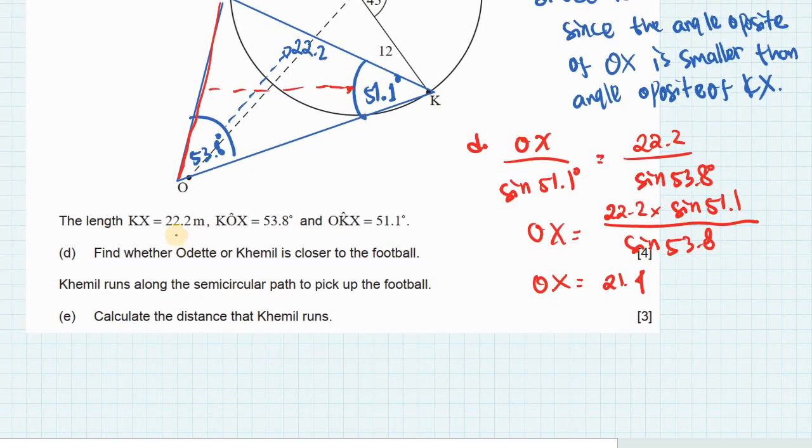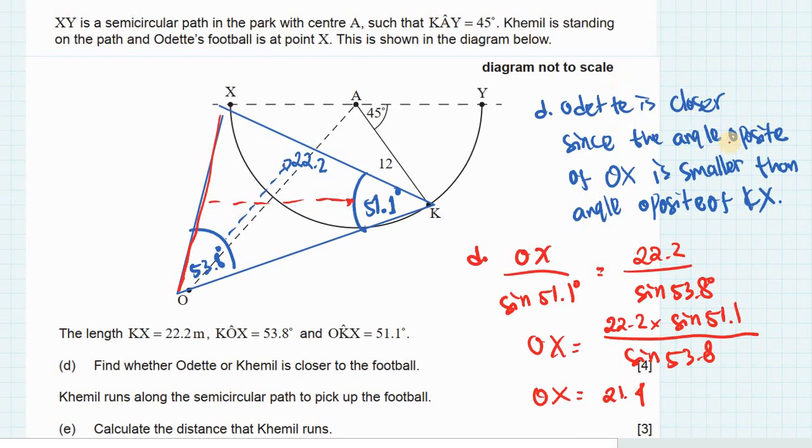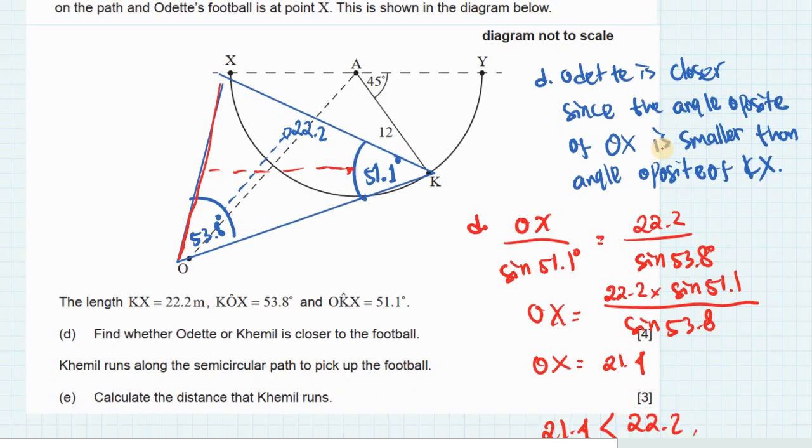The question itself, we have to state which one is closer, Odette or Camille. So the reasoning will be 21.4 is less than 22.2. So Odette is closer. See, it will give you the same conclusion. This one, the red one using calculation, and then the blue one using reasoning. Both of them correct. Okay.